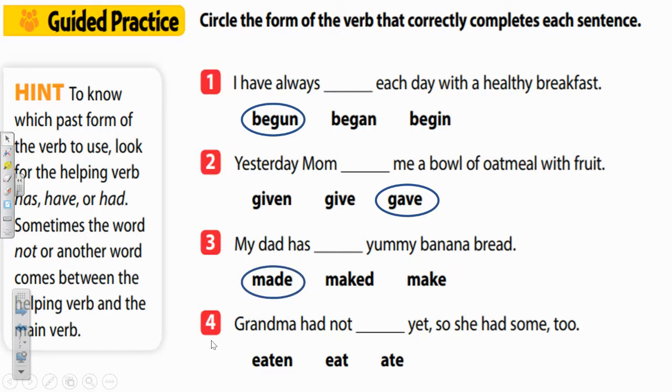And lastly, number 4, Grandma had not blank yet, so she had some too. Well, I see had, that's a helping verb. And like this clue over here said, sometimes not will come in between the two. Grandma had not eaten, Grandma had not eat, Grandma had not ate. Hopefully you hear too that eaten sounds best.